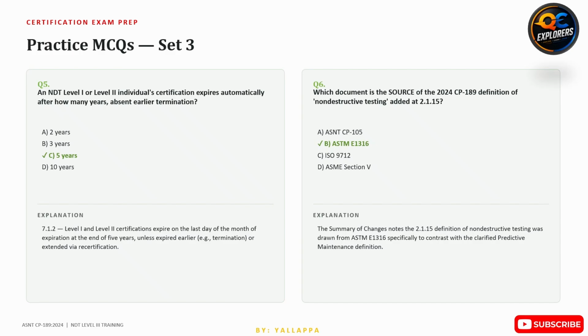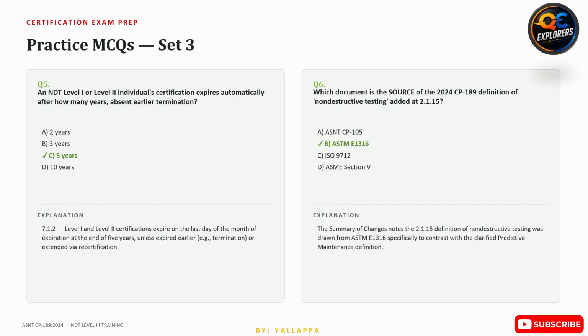Section 7.1.2 states that Level 1 and Level 2 certifications expire on the last day of the month in which the 5-year certification period ends, unless the certification has already expired because employment ended or it has been extended through the recertification process. It is important to understand that this is the normal certification cycle. However, certification can end before the 5-year period under certain conditions.